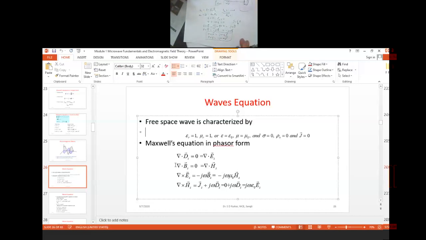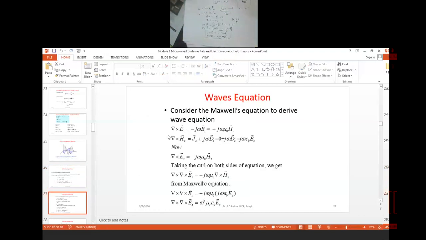So these are the Maxwell's equations that are used to find the wave equation. To find the wave equation, we first consider what quantities we have. For the given expressions, we have del cross E and del cross H. So del cross E is equal to minus j omega mu 0 H, and del cross H is equal to j omega epsilon 0 E. These are the two equations.